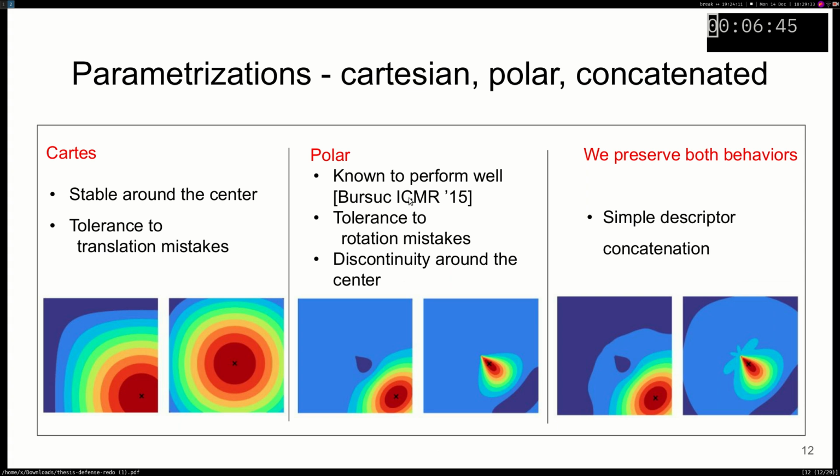Now, as I said before, the advantage of the Cartesian one is that it is stable around the center and that it is tolerant to errors in the precise location of the key points. Whereas the polar one is tolerant to rotation mistakes, but there is a marked discontinuity around the center. So we want to have the best of both worlds, and in order to do this, we concatenate these descriptors. On top of this concatenation, we introduce a simple learning procedure that will take care of co-occurrences and also take care of the mixing ratio in which we concatenate these.